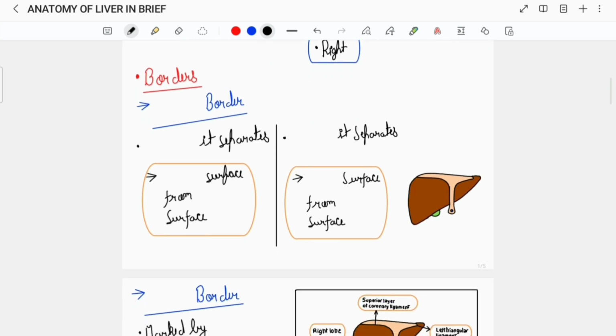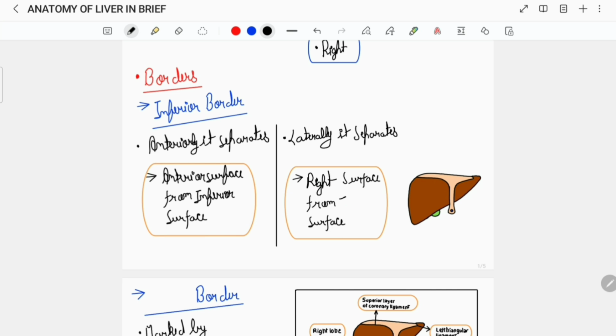Borders of liver include the following. The first border is the inferior border. Anteriorly, it separates the anterior surface from the inferior surface, and laterally, it separates the right surface from the inferior surface.